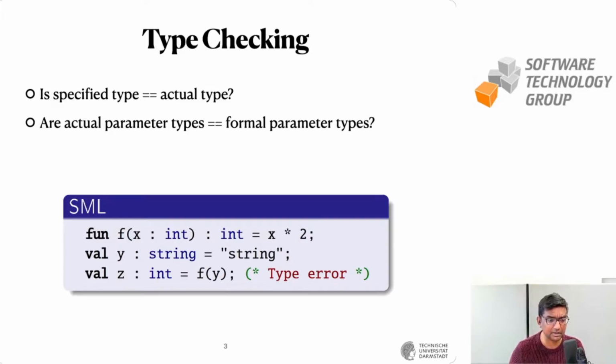Here is a simple example. Here you have a function f which takes in a value of type integer and it returns another value of type integer. Essentially, it multiplies x by 2. Now, if you have another value y which is of type string, and you try to assign z, which is an integer, with the value of f called with y, you would get a type error. Why? Because the expected type of the formal parameter here is integer, but the type of the actual parameter is string, so hey, we have a problem.